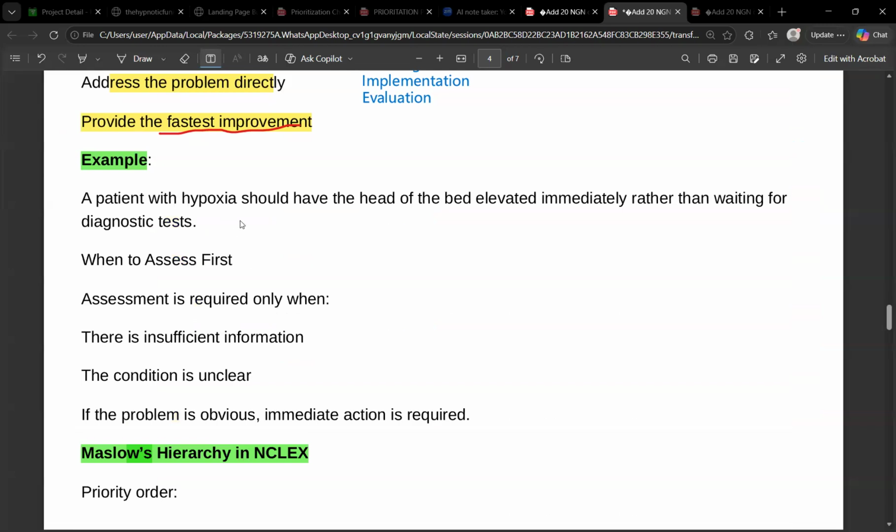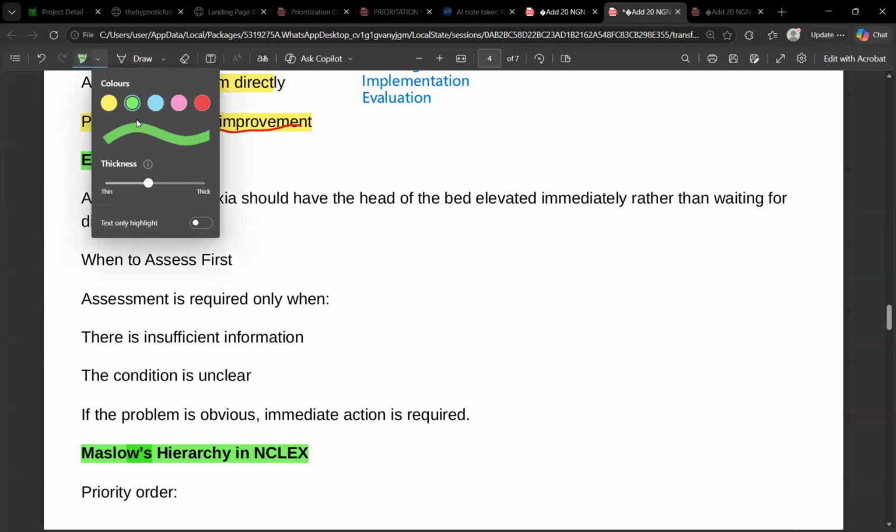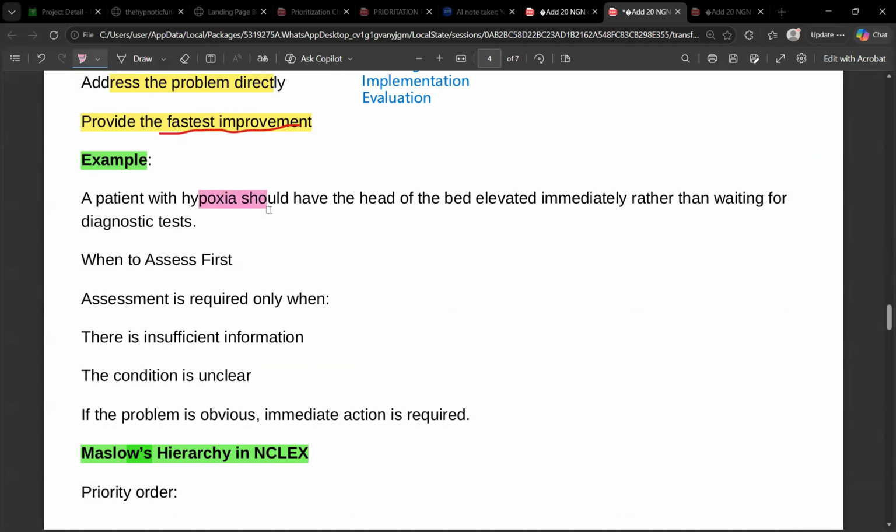A patient with hypoxia should have the head of the bed elevated immediately rather than waiting for the diagnostic test. That means, see here, a patient with hypoxia means the patient is having a low oxygen saturation level. Immediately, we should not wait for the diagnostic test. First we need to raise the head of the bed.